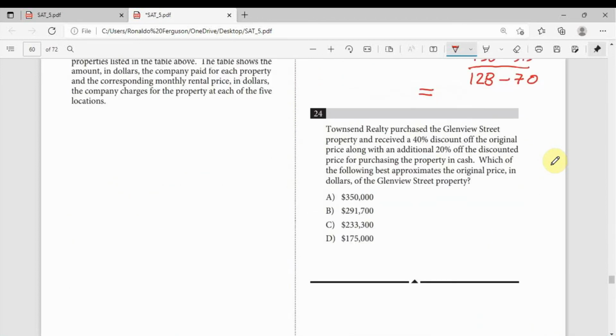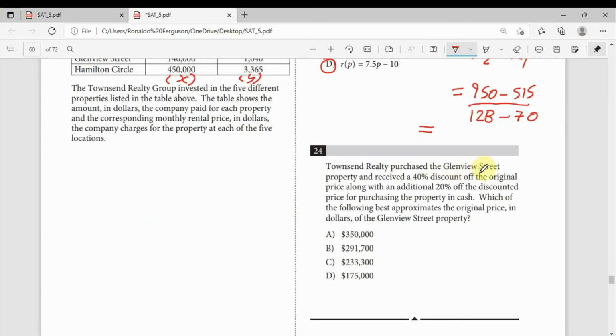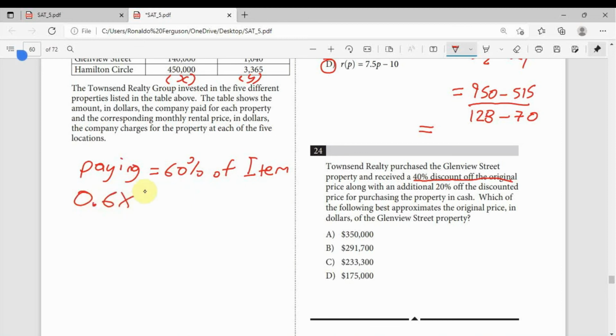It says Townsend Reality. Purchase the Glenview Street property and receive 40% discount. So guys, if you get 40% discount on the original price, that means you're paying 60% of the original price, right? So that's going to be 0.6 times x.